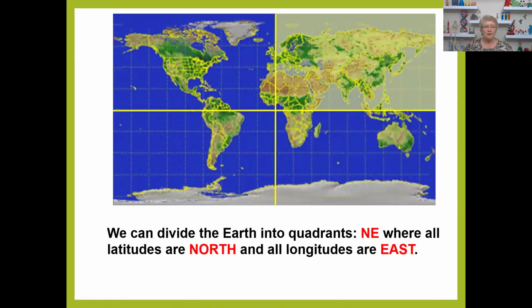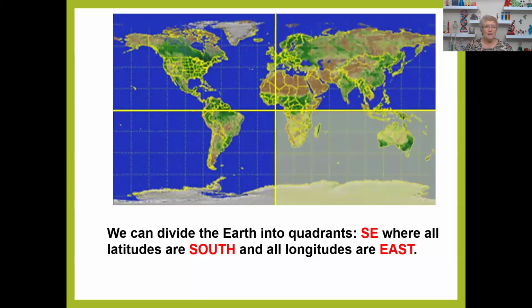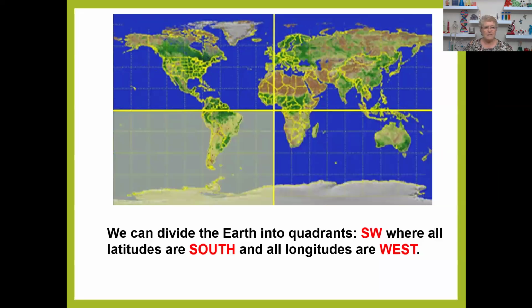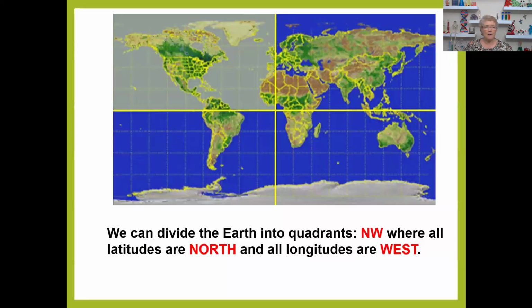Now we can divide the whole Earth into 4 sections that we call 4 quadrants. We have the northeast right here, north and east. That's where all the latitudes are north, they're all above the equator, and all the longitudes are east. They're all east of the prime meridian. Southeast: all the latitudes are south of the equator and all the longitudes are east of the prime meridian. Southwest, all the latitudes are south and the longitudes are west. And northwest, where all the latitudes are north and the longitudes are west.